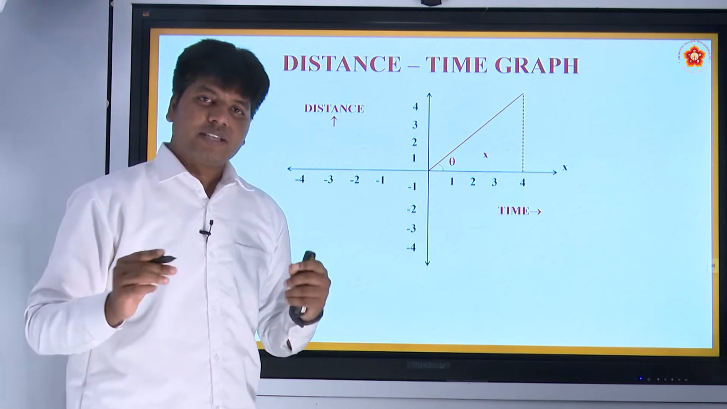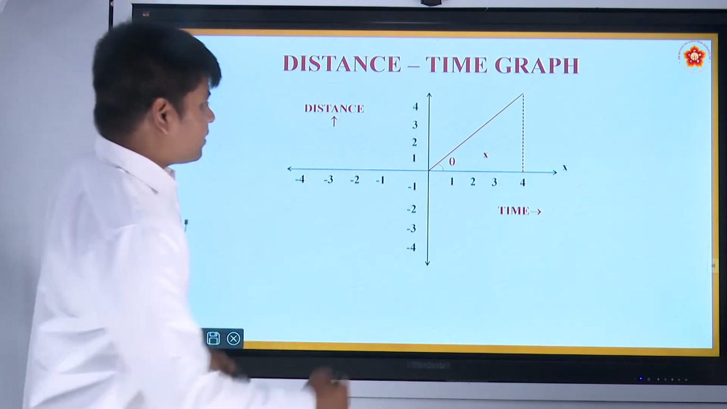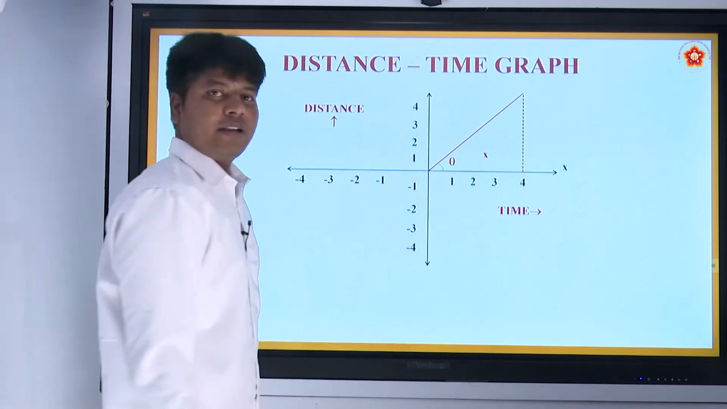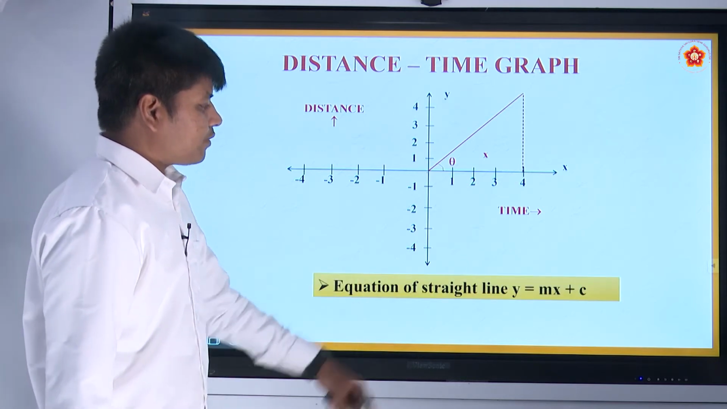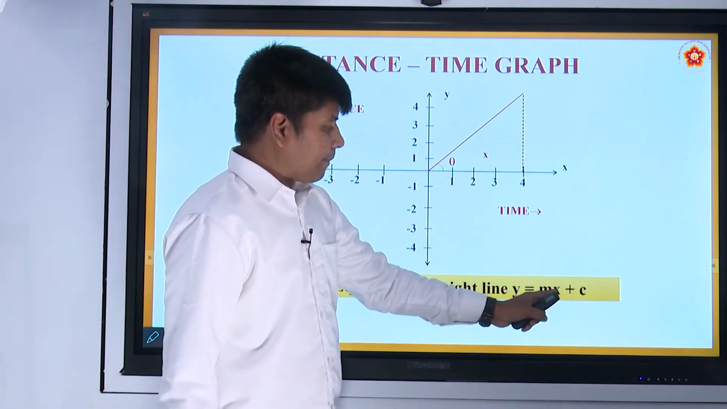I guess you have already studied linear equations in your earlier classes. So what is this? This is a straight line, right? So what is the equation of a straight line? You already know. The generalized equation of a straight line is y equal to mx plus c.